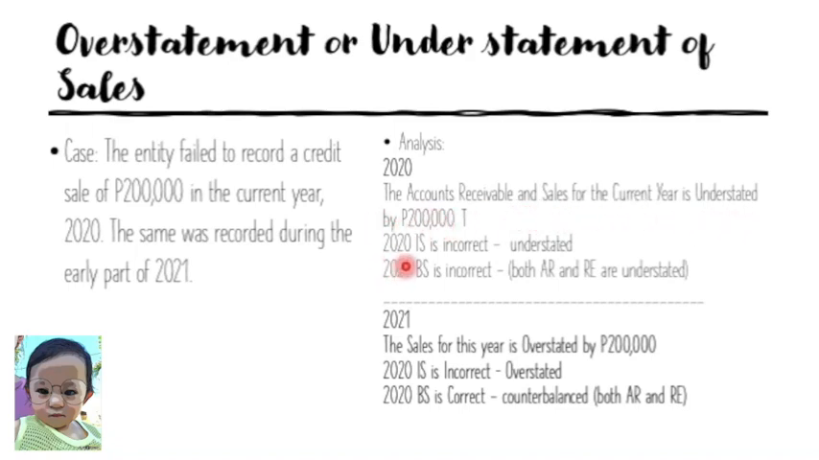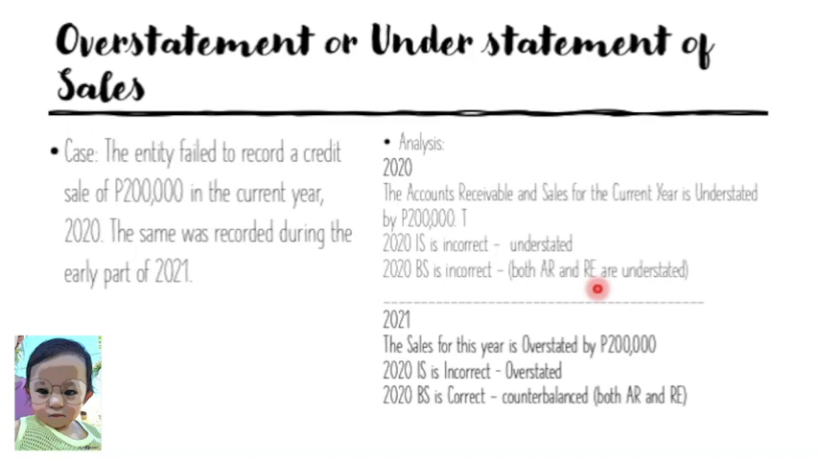That means the 2020 income statement is incorrect. So sales is understated. It follows net income is also understated. The 2020 balance sheet is also incorrect because you were not able to record AR. AR is understated. And since net income is understated and net income is closed to retained earnings, it follows retained earnings is also understated.